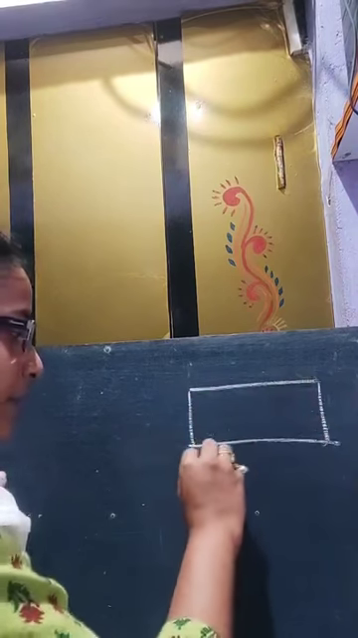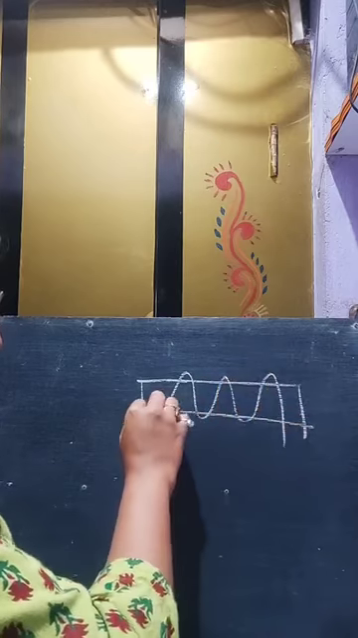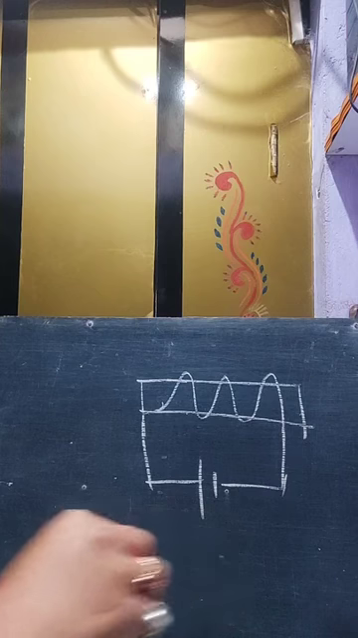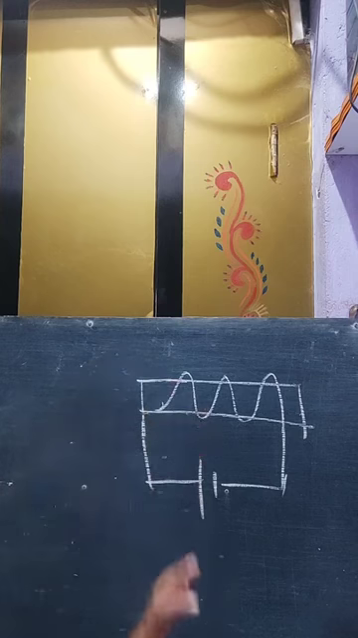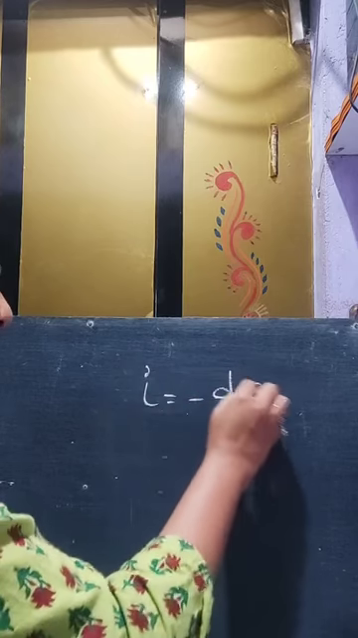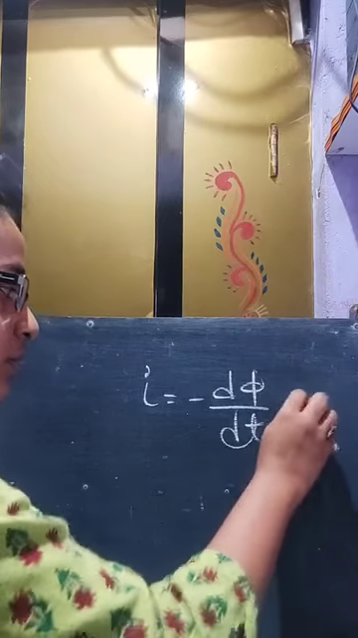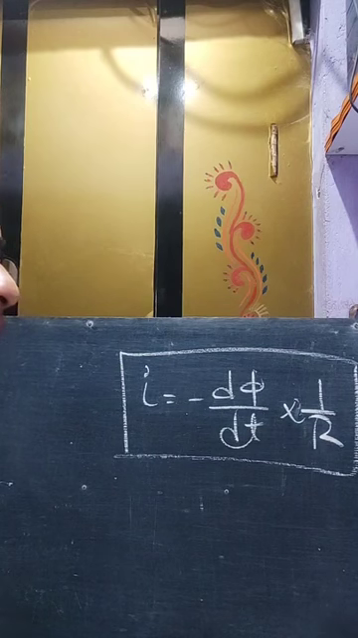So, if we consider an electromagnet, suppose an electromagnet is there and it is connected with the battery. Mathematically, for the current formed in the eddy current, we can say that I equals minus d phi by dt into 1 by R. So this is the mathematical format of the eddy current.